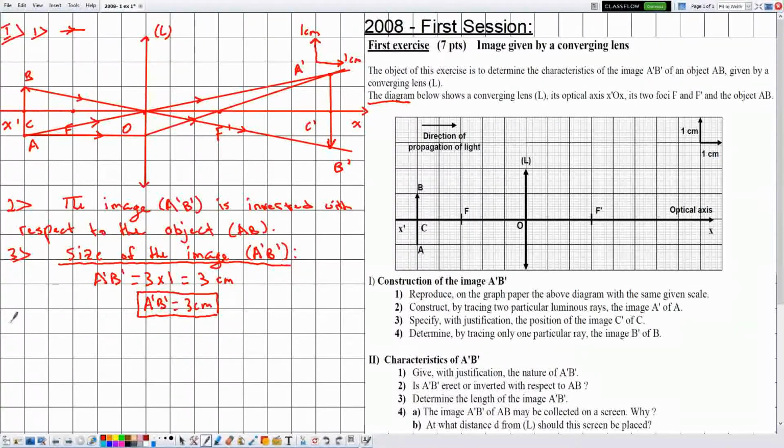Now we are in part A. They are asking me whether the image A prime B prime of AB may be collected on screen Y. So in part 1 of this question, which is question 2, we have proved that the image A prime B prime is real, and we know that a real image can be collected on a screen. So yes, it can be collected on a screen because it is real, since only a real image can be collected on a screen.